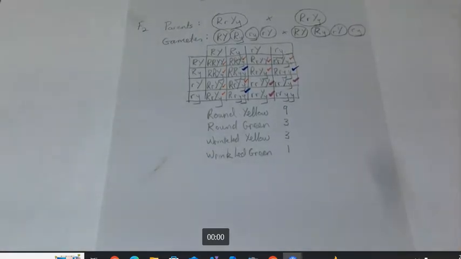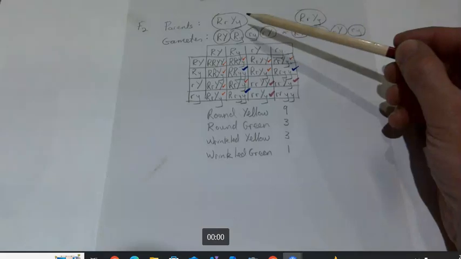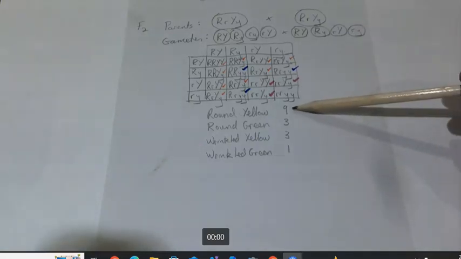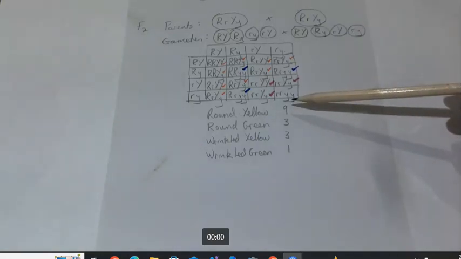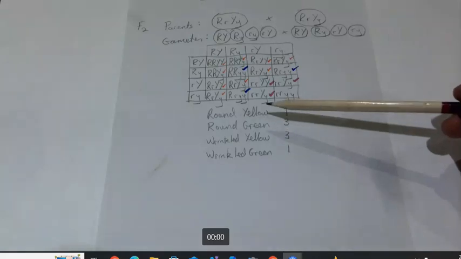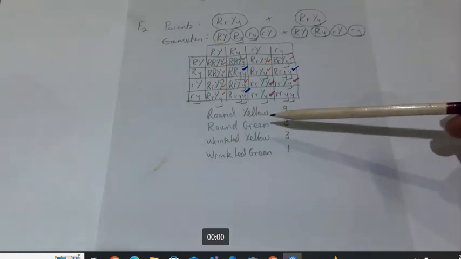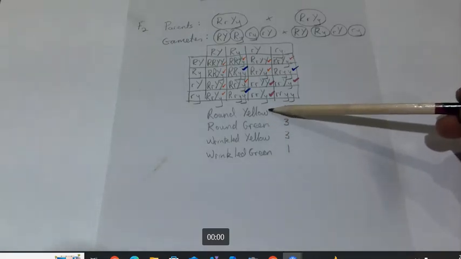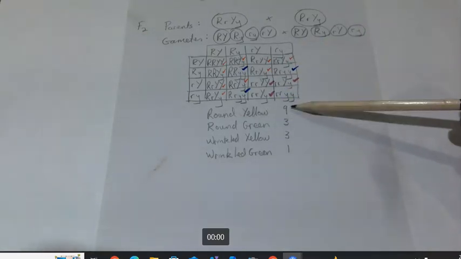Now, whenever you have a dihybrid cross where you have two traits together and both parents are heterozygous for each trait, you will always end up with this ratio. The offspring will be all 4 possible combinations of the traits in the ratio of 9 to 3 to 3 to 1.